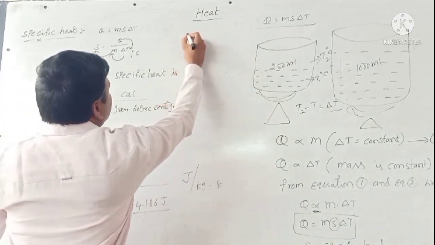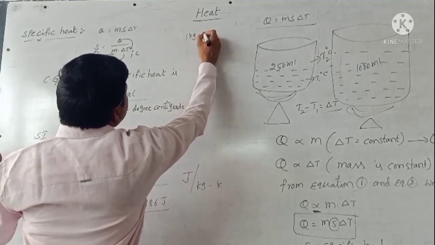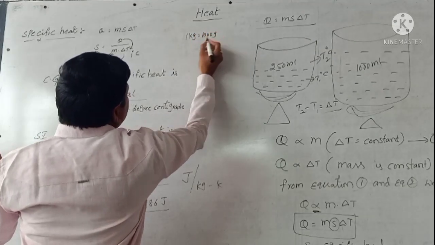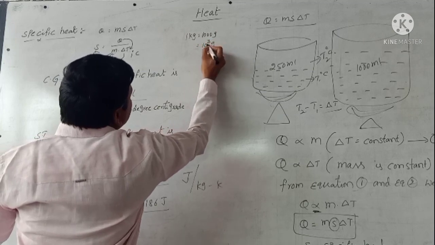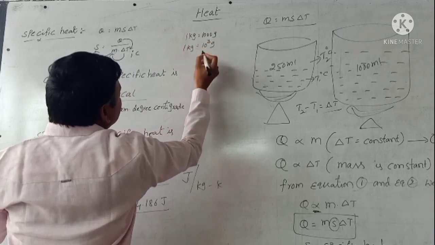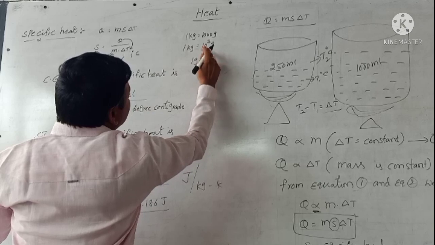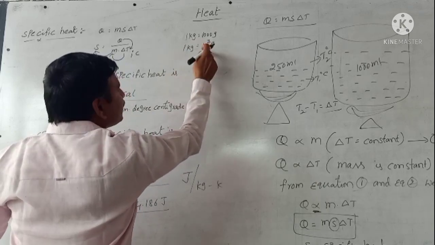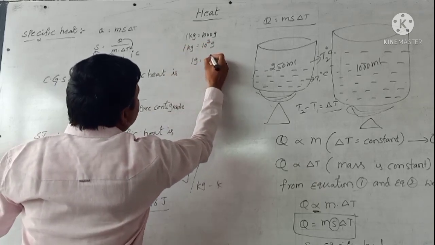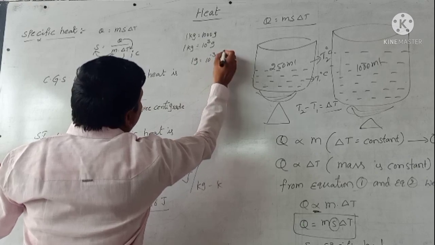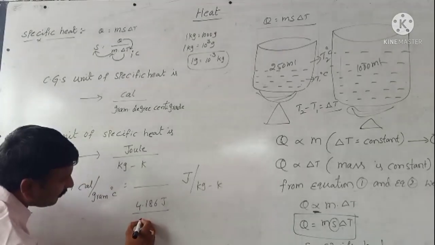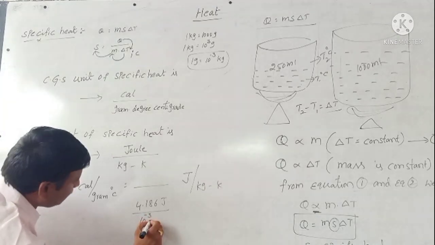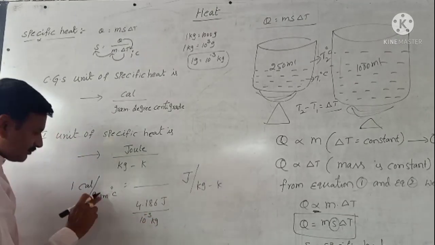1 kilogram is equal to 1000 grams, that is 1 followed by 3 zeros, so 10 cube grams. So 1 gram equals 10 power minus 3 kilogram. In place of 1 gram, we write 10 power minus 3 kg.